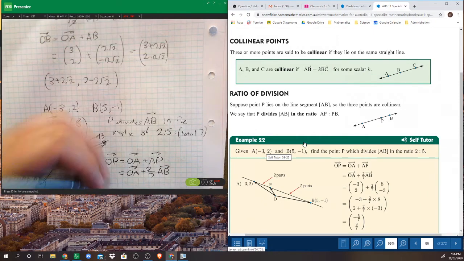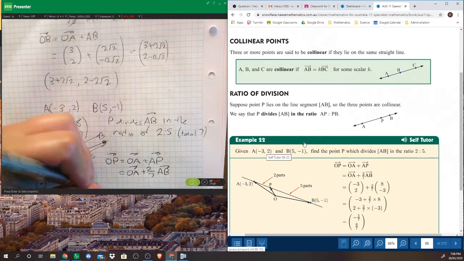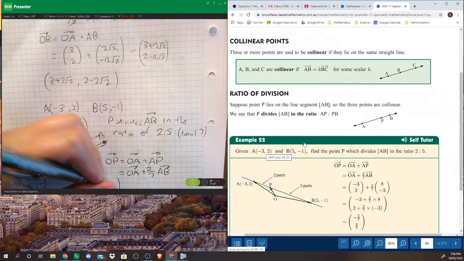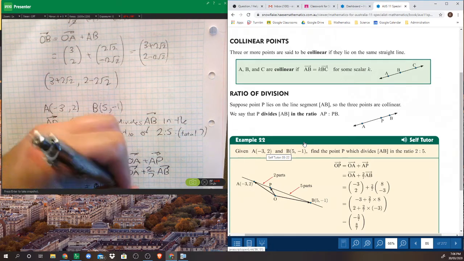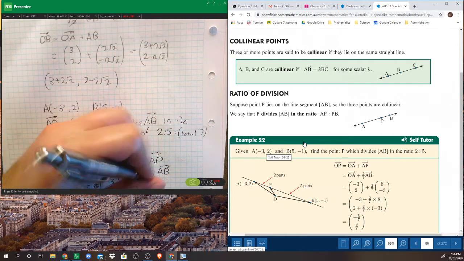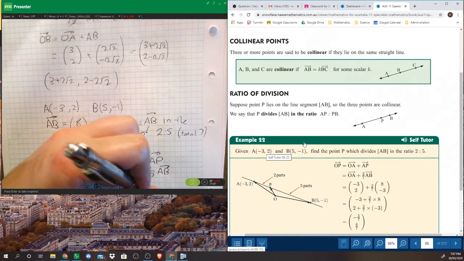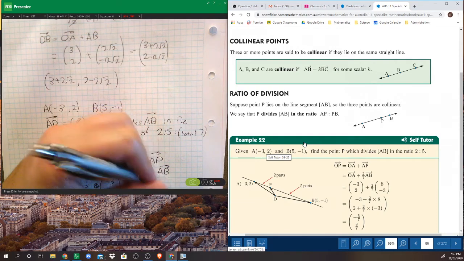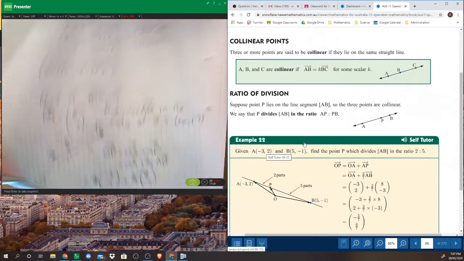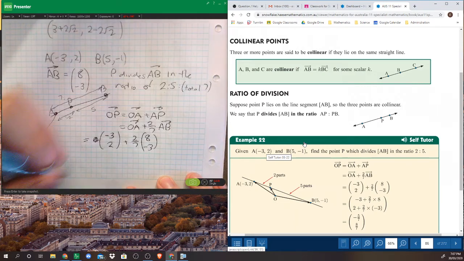Let's just put them in. What's OA? A is (-3, 2), so the vector to take you there is (-3, 2), plus 2/7 of AB, which we already worked out, (8, -3). So let's bring those together. Sorry if you didn't see that.